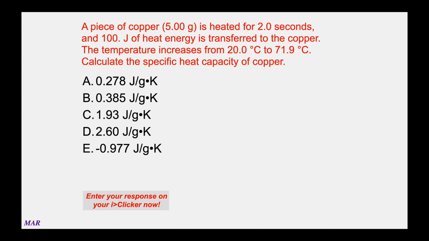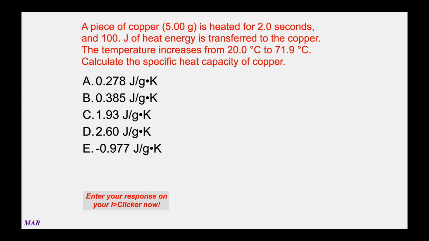Good to go. A piece of copper, 5 grams of copper specifically, is heated for 2 seconds and 100 joules of heat energy is transferred to the copper. The temperature of the copper goes from 20 degrees to 71.9 degrees Celsius. We can use this information to calculate the specific heat capacity of the copper. So this problem is going to be one where you're going to use Q equals mc delta T, and the goal is to find the C of that equation. C is the specific heat capacity.